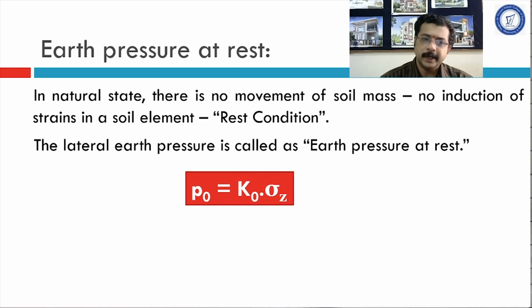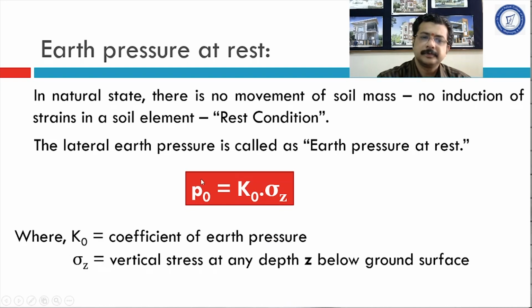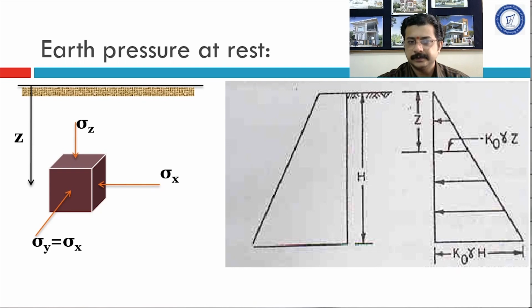It is computed with the help of this formula: small p0 equals capital K0 multiplied by sigma z. So here small p0 is nothing but the lateral earth pressure which is acting when the soil is considered at rest. K0 is the coefficient of earth pressure, and sigma z is the vertical stress acting at any given depth z below the ground surface. Okay, now we will see how that formula is derived.